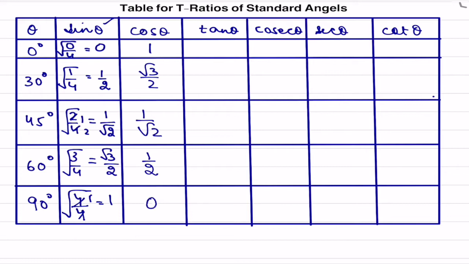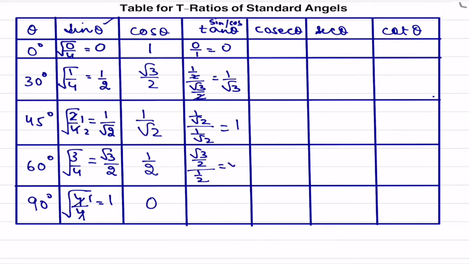Now, tan theta, children. One special formula: tan theta is sin theta upon cos theta. So you have to just divide the values: 0 upon 1 is 0. 1 by 2 upon root 3 by 2, the 2 and 2 cancel, so the value is 1 by root 3. 1 upon root 2, whole upon 1 upon root 2, that is 1. Root 3 by 2 upon 1 by 2 is root 3, 2 and 2 cancel. And 1 upon 0 is not 0, children, it's infinity, means not defined, so it's a dash.